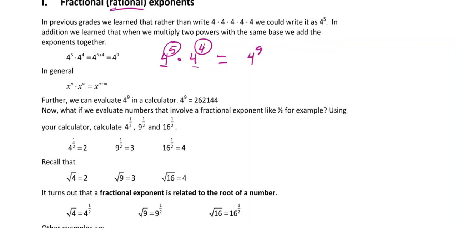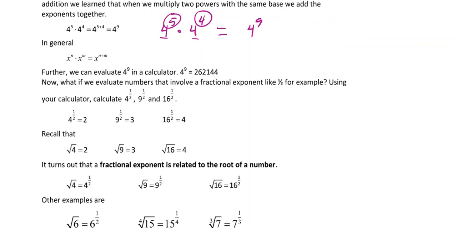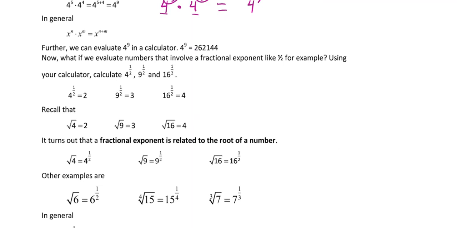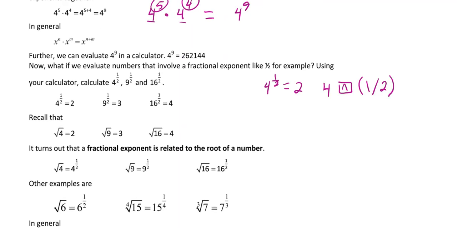I just want you guys to see the connection here. If I had 4 to the power of a half, 4 to the power of a half is equal to 2. Can you do the same thing with the square root of 4? And what do you get? That's because they are the same thing. Square root of 4 is also 2.